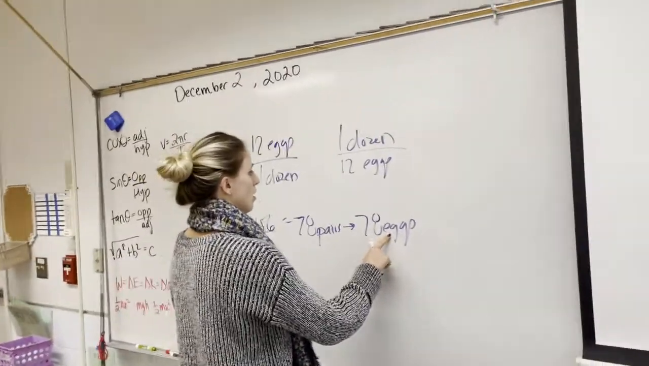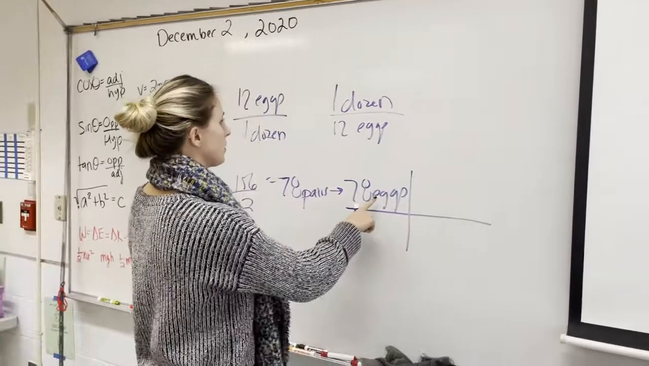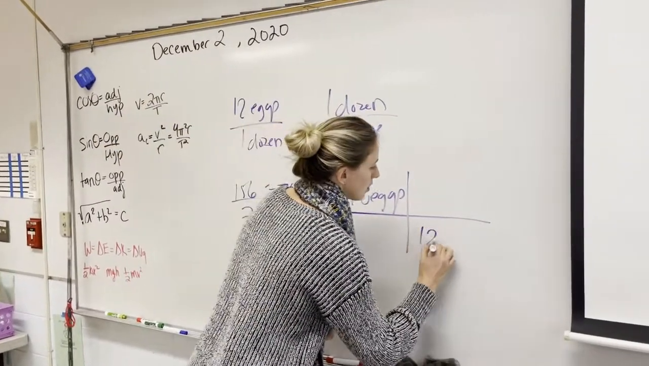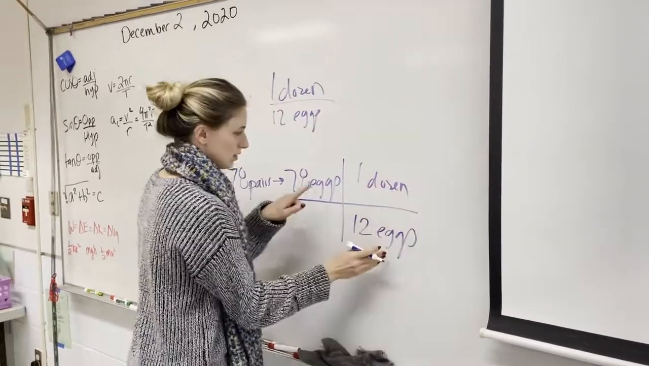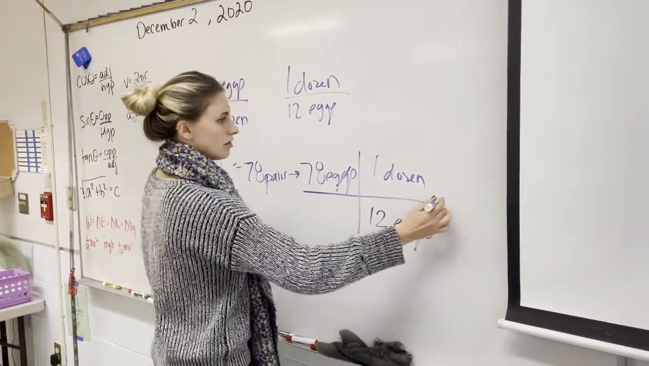Okay, well, I've got eggs up here. I want to figure out dozen. I'm gonna put eggs on the bottom over here, and 1 dozen up top because we want these to cancel out, right? Yep. Cancel, cancel.